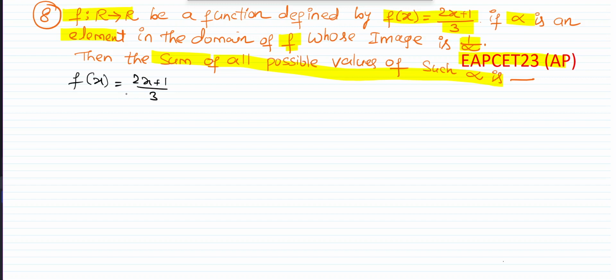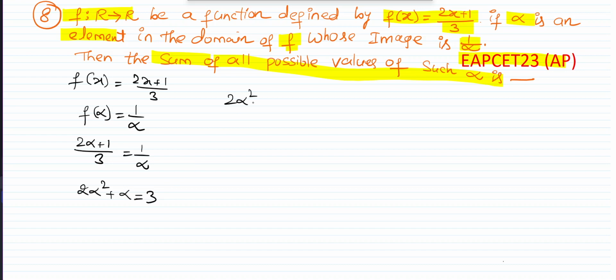Here, alpha is an element in the domain whose image is 1 by alpha, that is, f of alpha is equal to 1 by alpha. So f of alpha, that is (2 alpha plus 1) by 3, is equal to 1 by alpha. Take cross multiplication. This is 2 alpha square plus alpha is equal to 3. This is 2 alpha square plus alpha minus 3 is equal to 0.